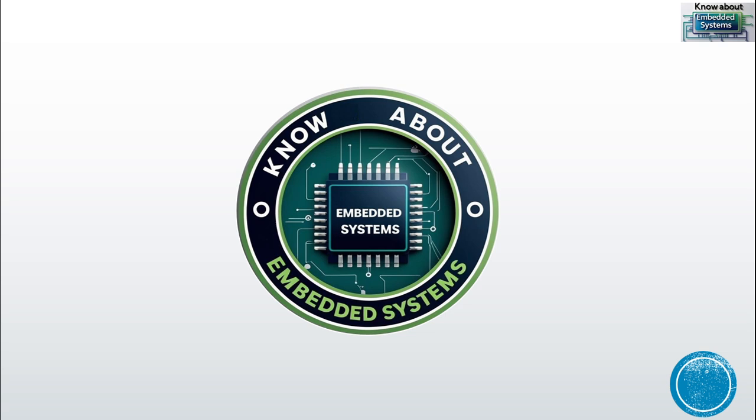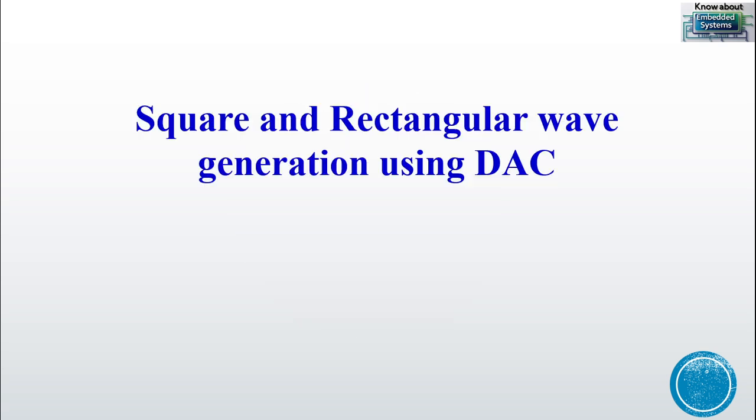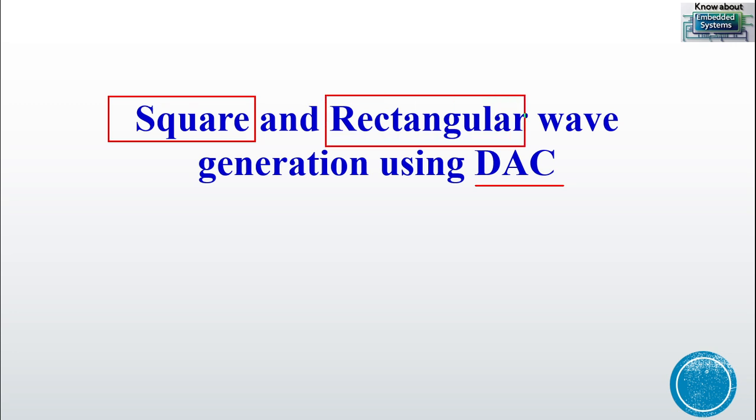In today's video, I'm going to explain and also show you the output of how to generate a square wave and a rectangular wave using DAC. In the previous video, I explained about a DAC, that is nothing but a digital to analog converter: what is the DAC, why it is required, and how we can generate output using DAC. In today's video, I will show you the practicals, with the output, of how to generate the square wave and how to generate the rectangular wave using DAC. So let us start the video.